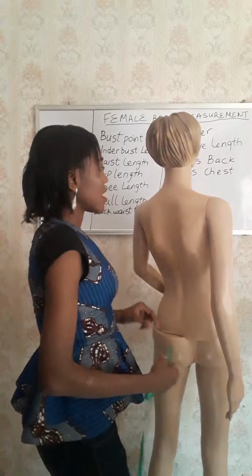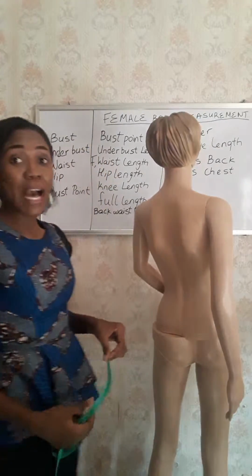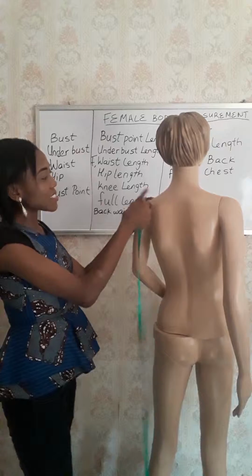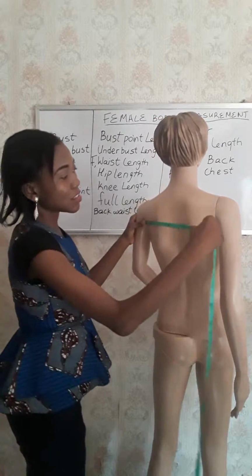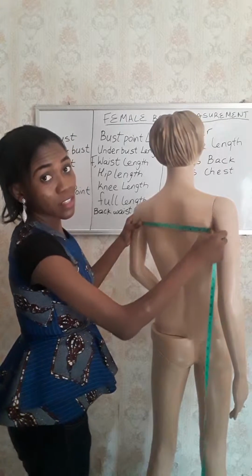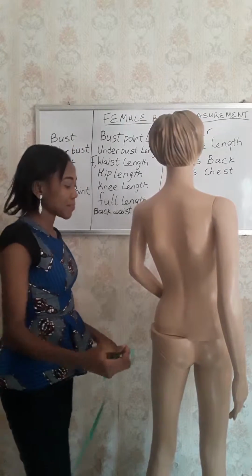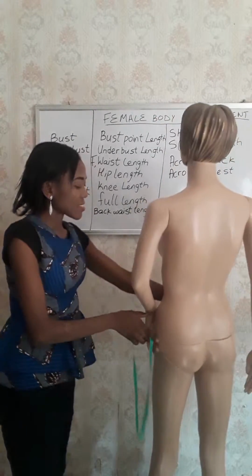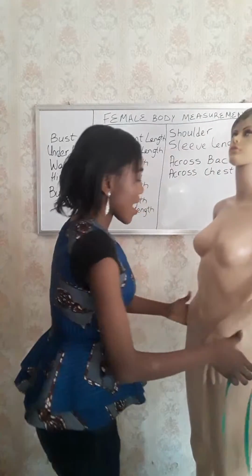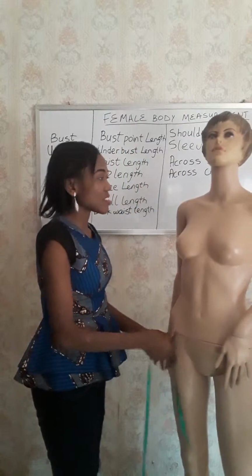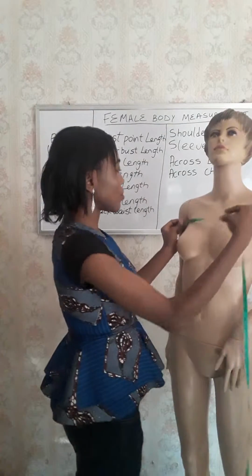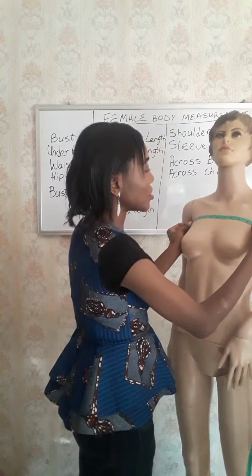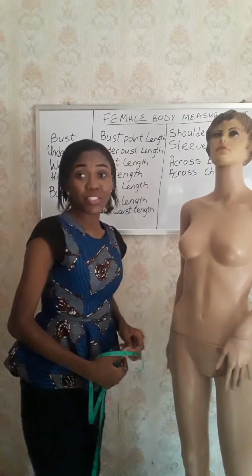Okay. After which I have my across back. So from my shoulder slant, I'm going to come down 4 inches and then go in to the other side. So that is my across back. And next I have my across chest. So I'm also going to come down 4 inches and then mark that spot and then go in 4 inches to get my across chest.